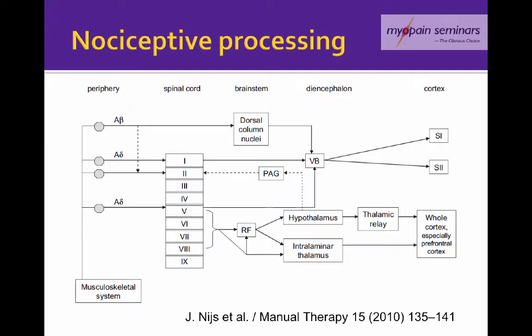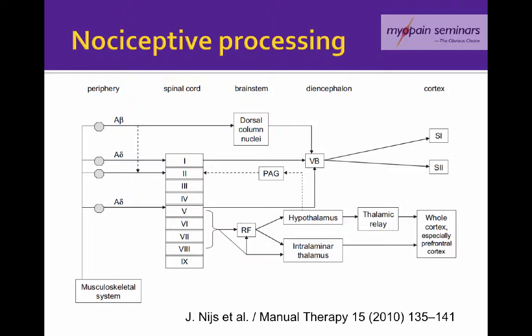A few slides ago we mentioned already that musculoskeletal nociceptive input is processed through lamina 1, 2, and 4 and 5 of the spinal cord. In this simplified block diagram, on the left you see the peripheral input going into the spinal cord, then the brainstem, the diencephalon, and then eventually the cortex, as indicated on top of the slide.